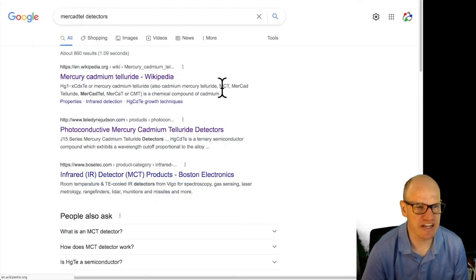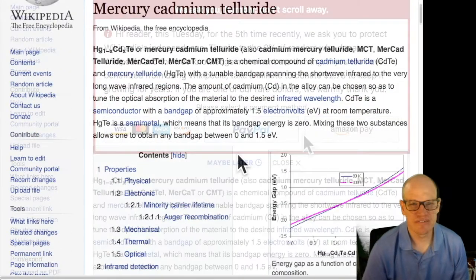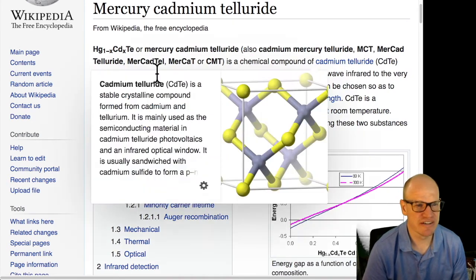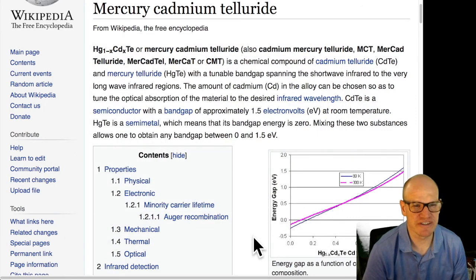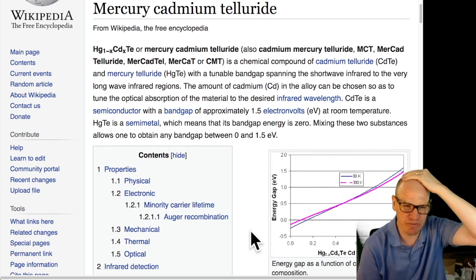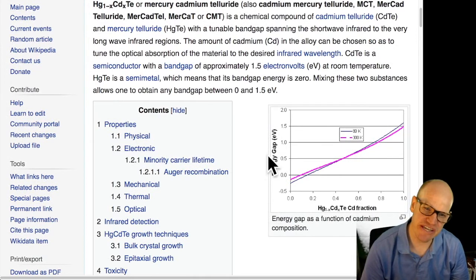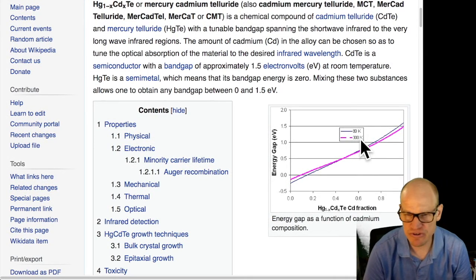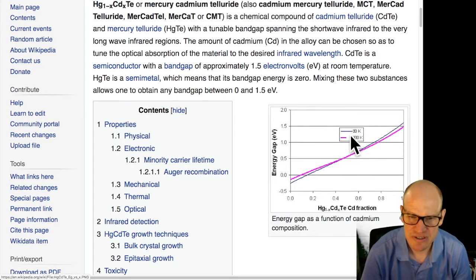Mercury cadmium telluride. Also cadmium mercury telluride, MCT, is a chemical compound of cadmium telluride and mercury telluride with a tunable band gap spanning the shortwave infrared to the very long infrared regions. So this shows the energy gap, that's how much energy it takes to dislodge the electrons. At 300 Kelvin, if you cool it down, then you get better performance. So this is like an 80 Kelvin thing.